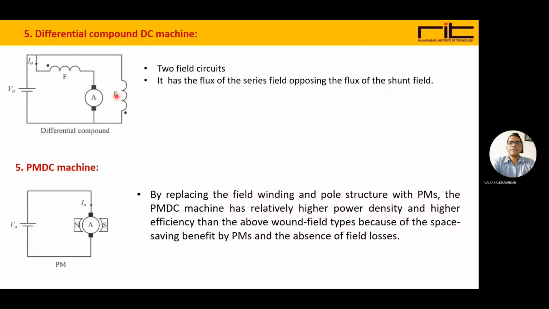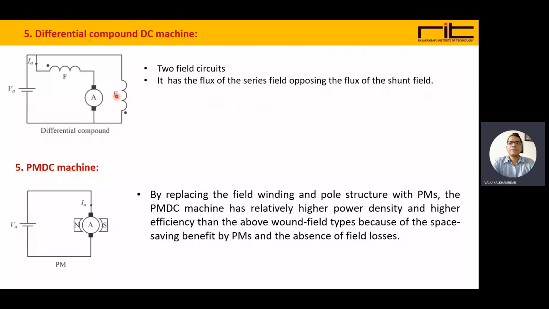The benefits include space saving, since the field winding is absent. Looking at the permanent magnet DC, field excitation in the PM-DC machine cannot attain the operating characteristics with flux control.